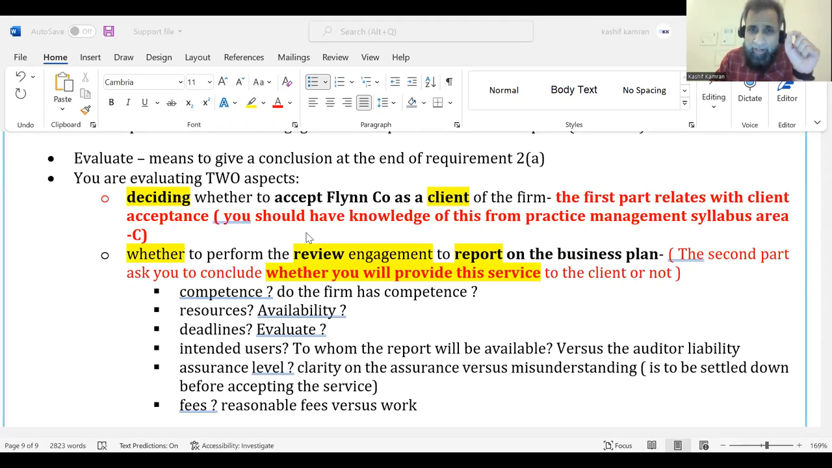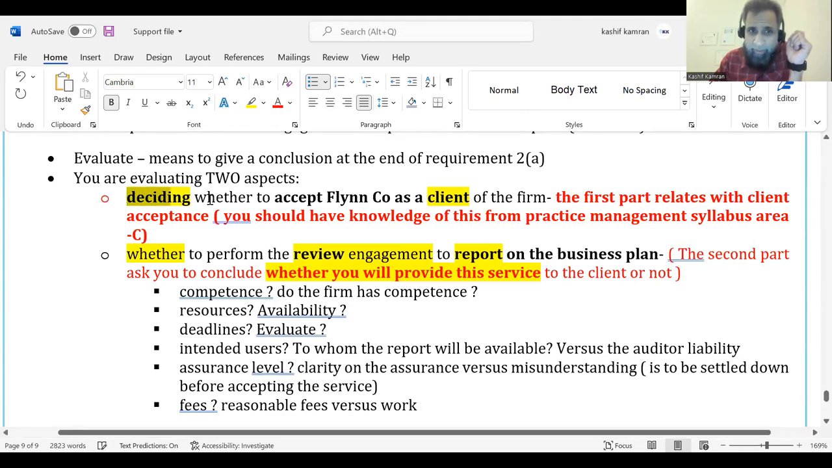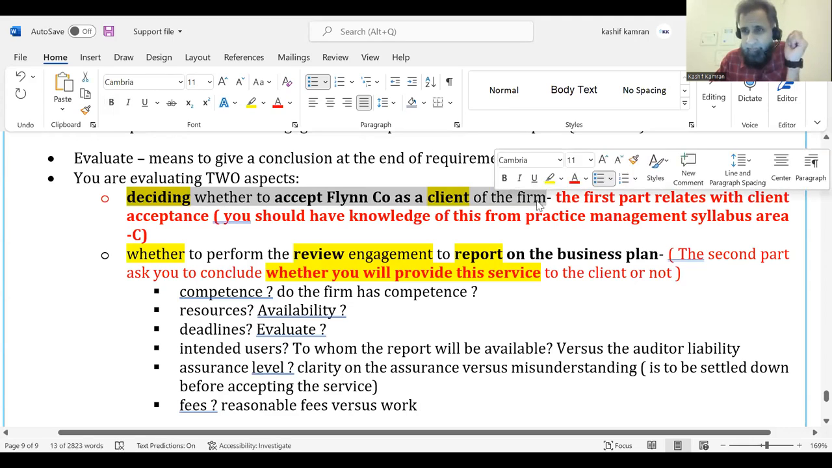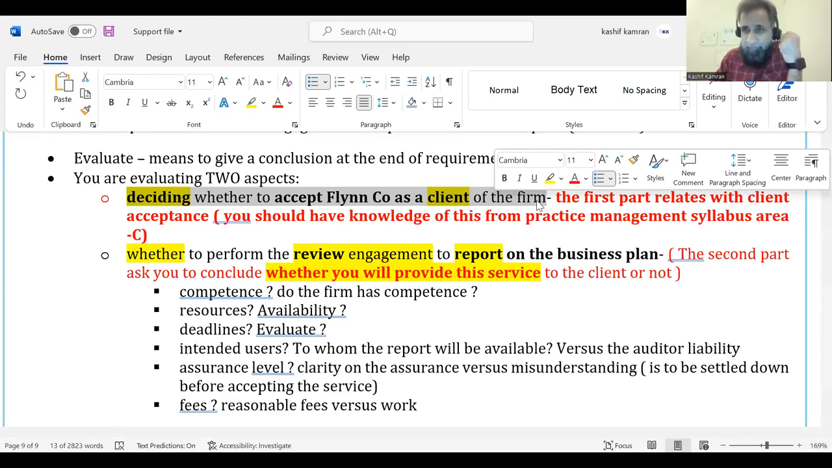When you are deciding to accept a client, not a service, I want to accept a client. Now look at this first part of the question: deciding whether to accept Flynn Company as a client of the firm. That means it's a new client. Should I accept this new client? Is there something wrong with the new client which I should not take on?